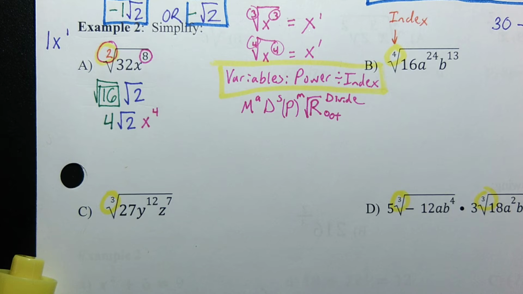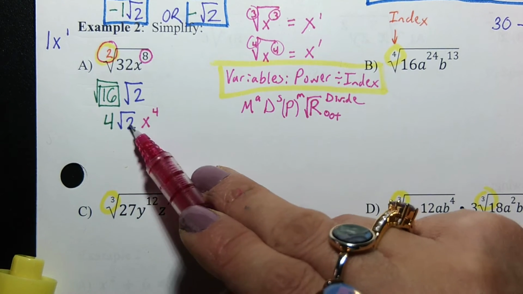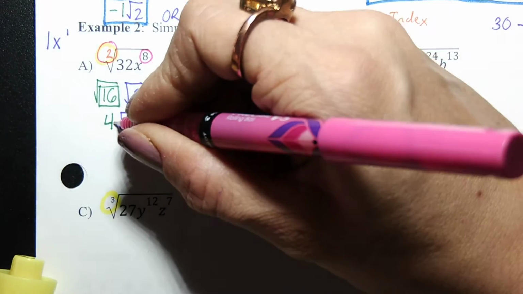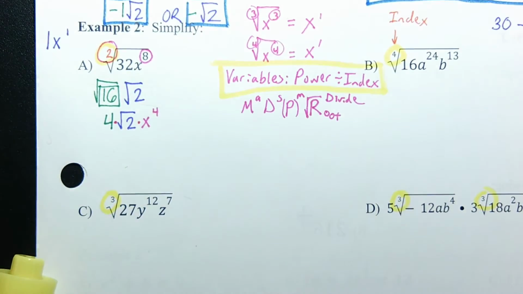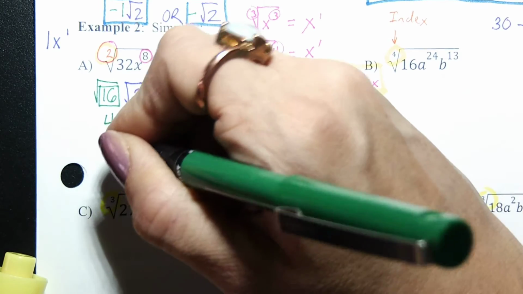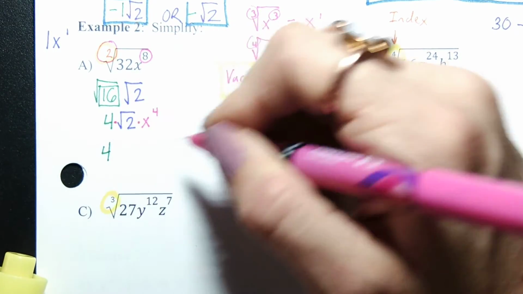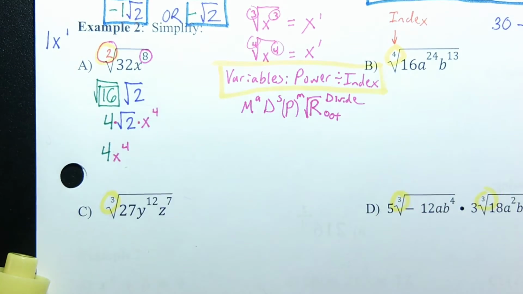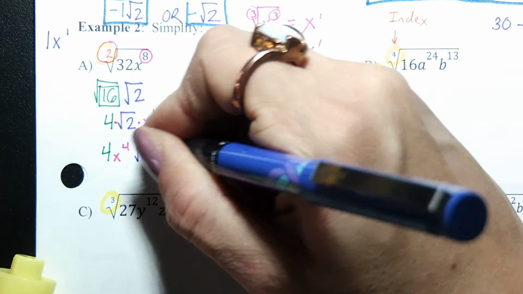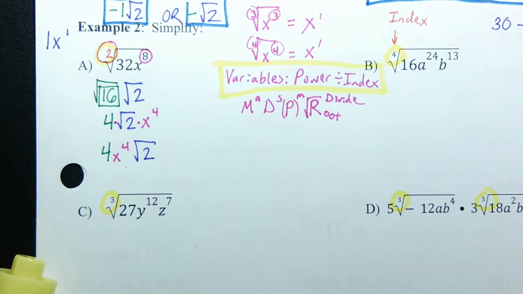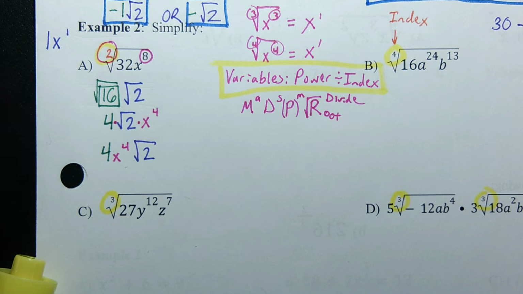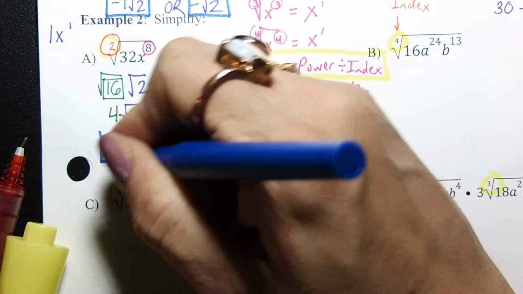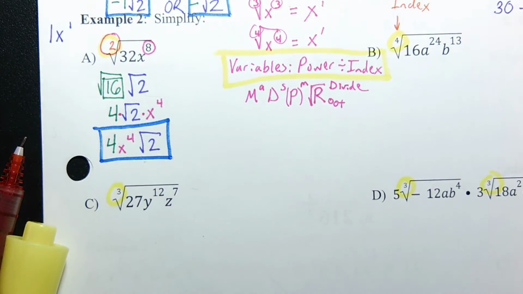Now, order-wise, this is not so great because I've got the 4, which is outside the radical, and the x to the 4th, which is on the outside. So since these are all joined by multiplication, I'm going to shuffle it so that the coefficient is first, the variable is next, and then we have the square root of 2. Now, in our final answer, we don't have to put that index of 2 back in because it is implied. So that is our final answer.